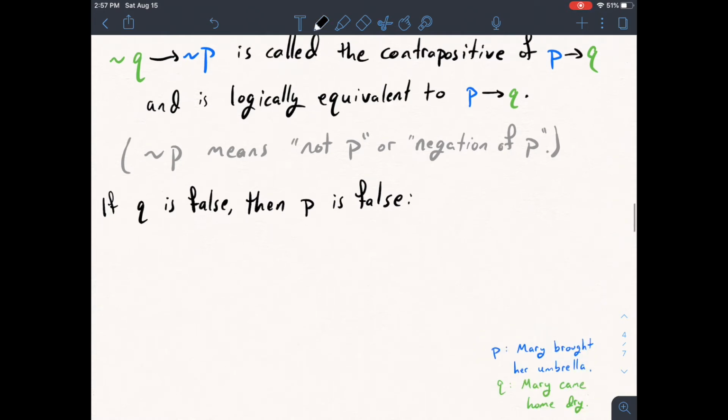So if Q is false, then P is false. That's what this statement right here says. Q is false, then P is false. So let's put that into a sentence.